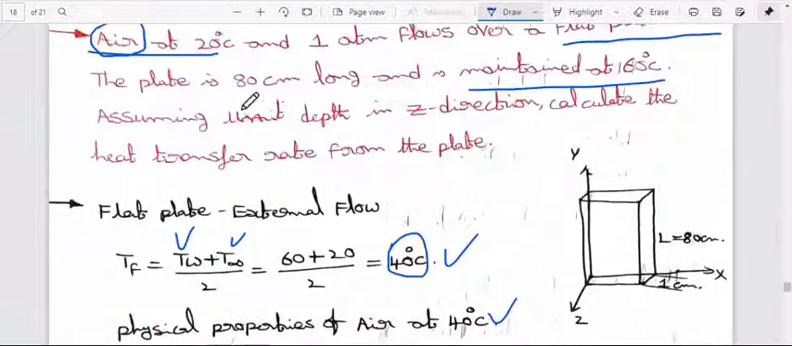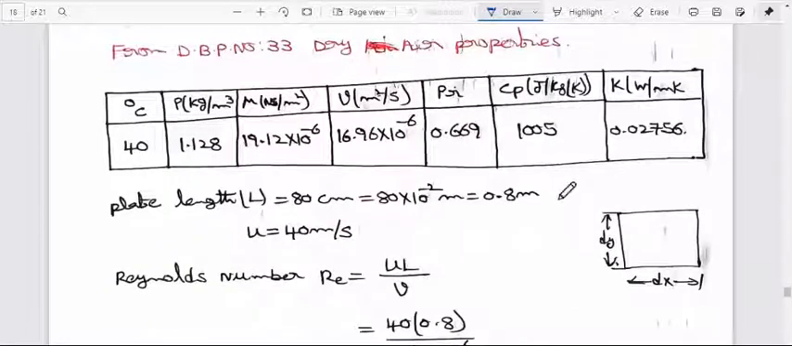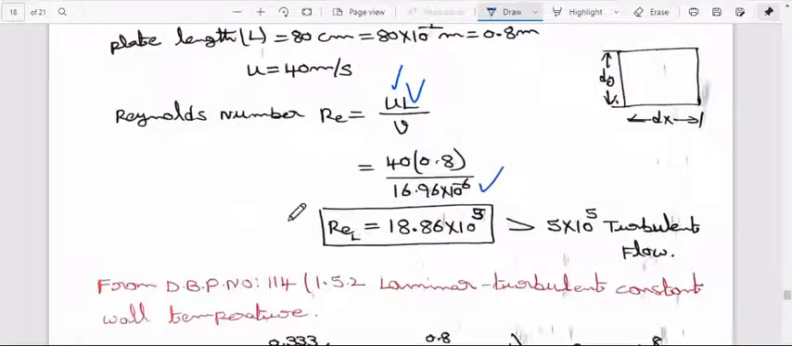So what is the length? Length equal to 80 centimeters, that means 0.8 meters. So Reynolds number RE is equal to UL by V. We need to substitute U value, L value and V value from 40 degrees. So here 16.96. So here Reynolds number value is greater than 5 into 10 power 5. In case of less than, we need to consider laminar flow. So here in this problem, it is greater than 5 into 10 power 5. That's why I am considering turbulent flow.